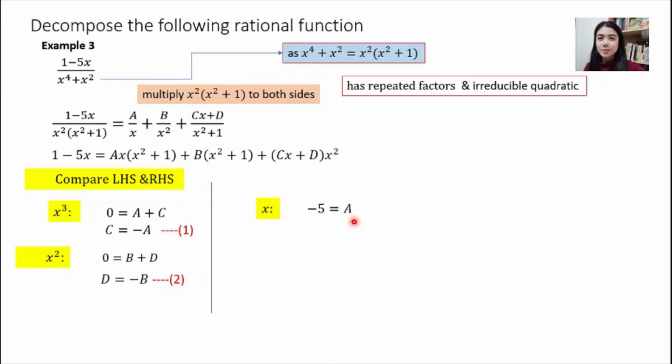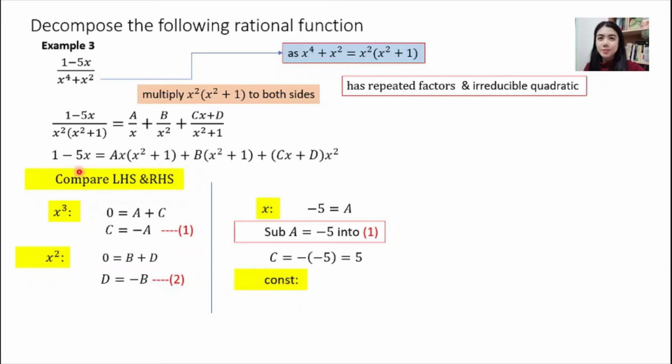And when you know a is equal to -5, don't continue to compare. Just substitute this a first into this equation. When you do the substitution, you have a equal to -5. You sub into here, so you have the value of c. Once you have the value of c, of course, we cannot substitute in here anymore. You need another information. So you continue to compare the constant.